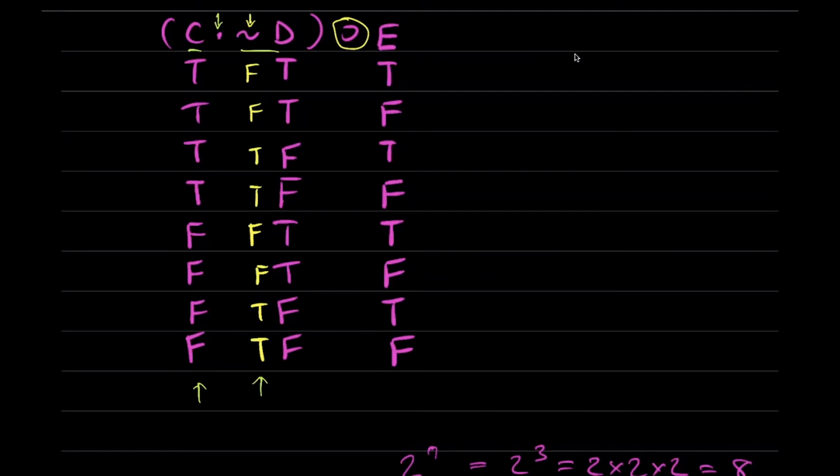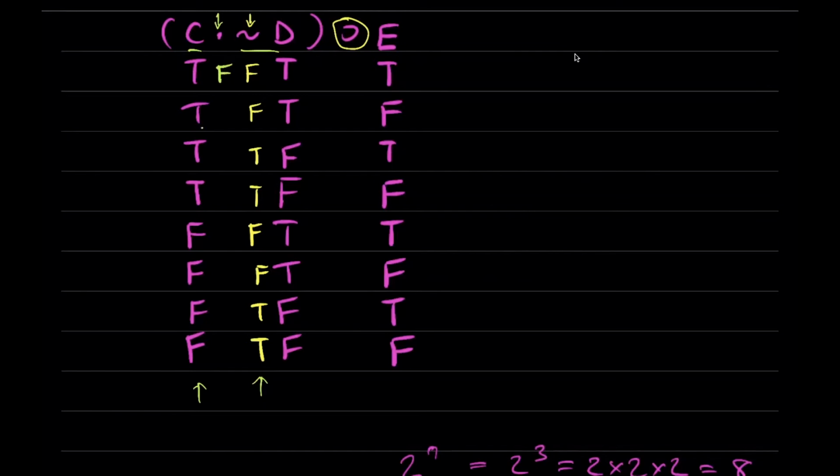And the dot is a conjunction, so that corresponds to the English word "and." So that conjunction will be true only if C and not D are both true. If either one is false, we end up with a false statement. And that's what we have in the first row. They're not both true, so we end up with a false statement.